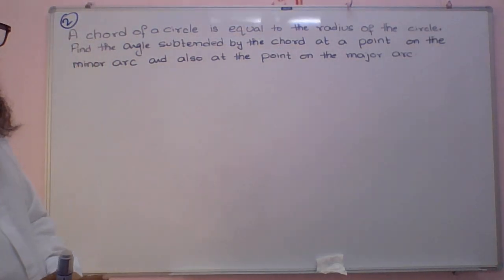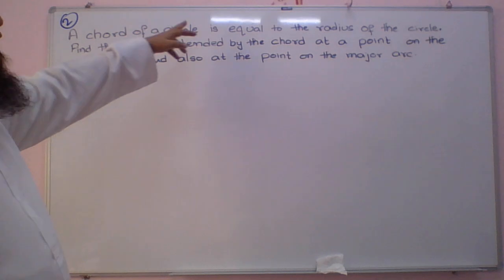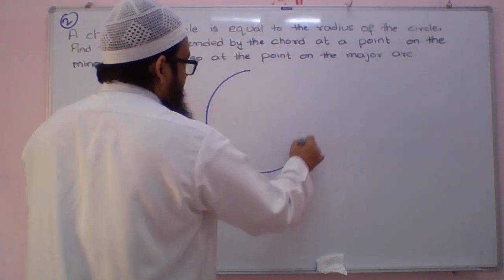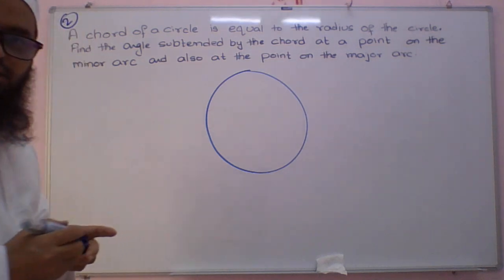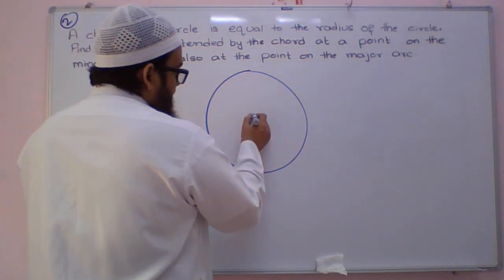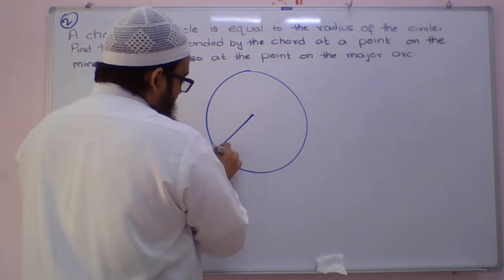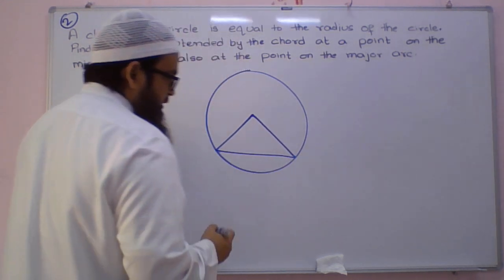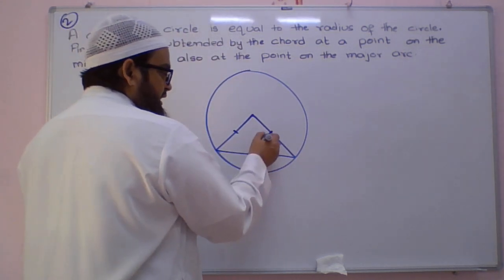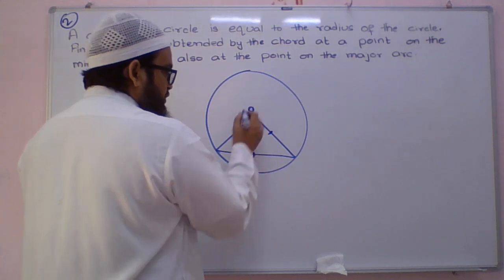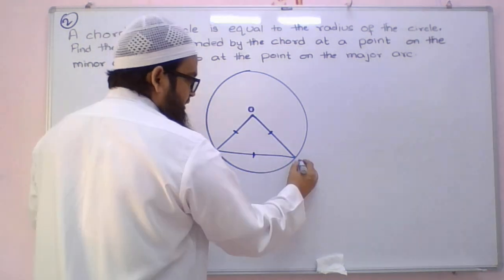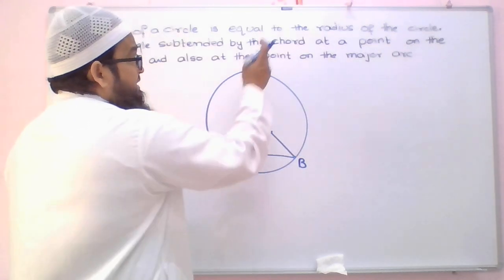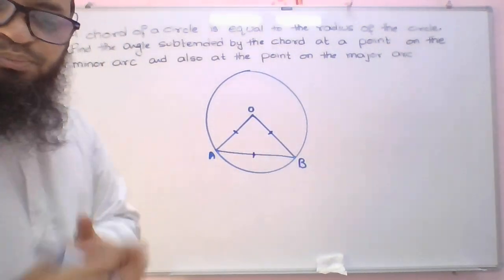The figure has not been given. Let us draw the figure. A chord of a circle is equal to the radius of the circle. Let me draw a circle. This is the circle, and let it be centered. He has told us that the chord is equal to the radius of the circle. So that means all these three are equal. So this is O, this is A, and this is B. OA is equal to OB, and also he has given chord is equal to radius.